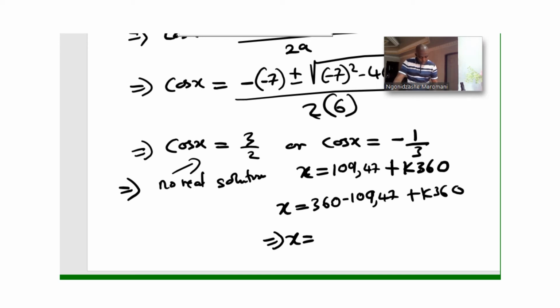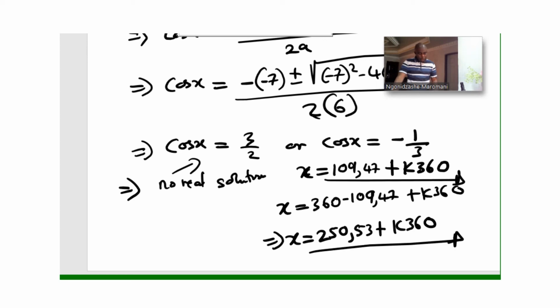In this case it will be 250.53 plus k times 360. So this will be the final answer for our general solution. And don't forget to write that our k is an element of integers. So that's how you express that part.